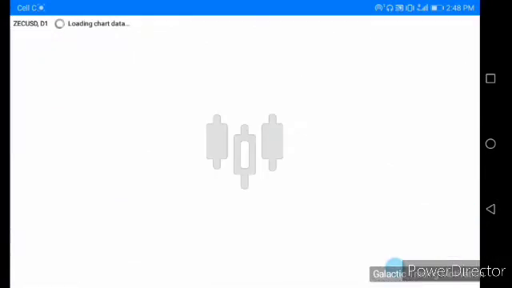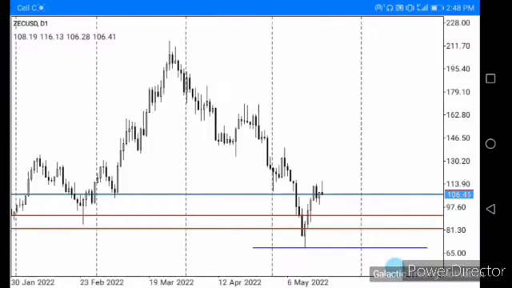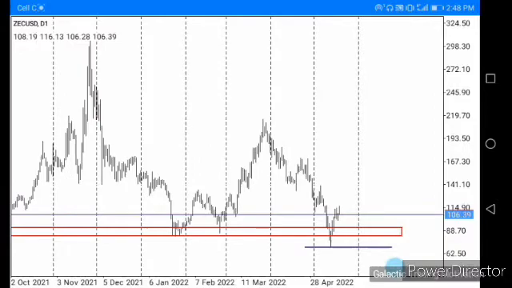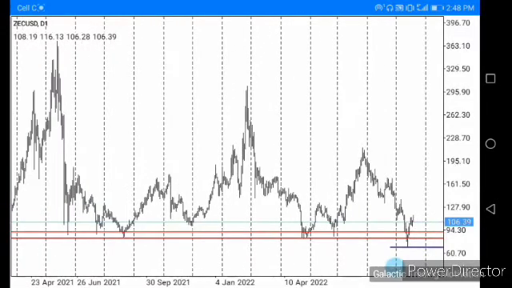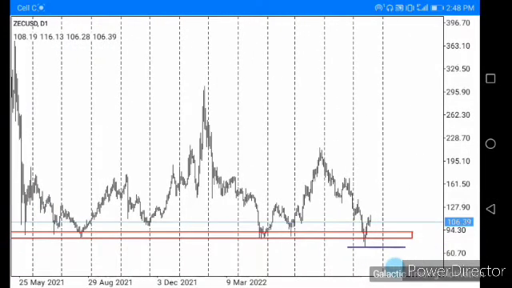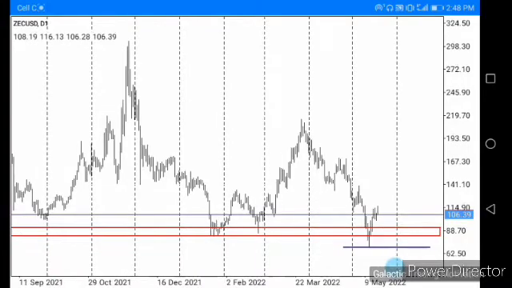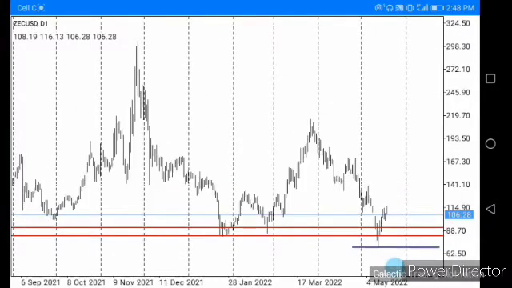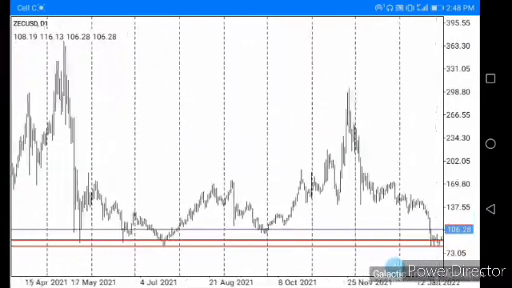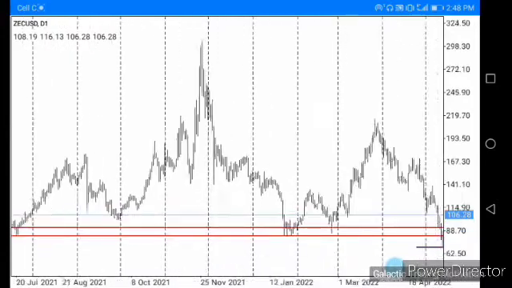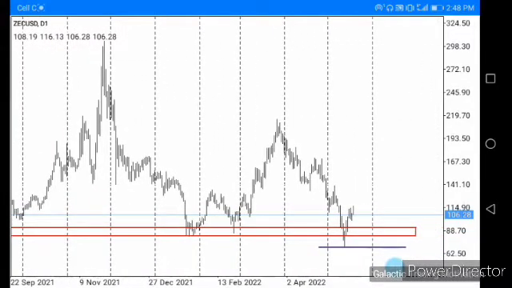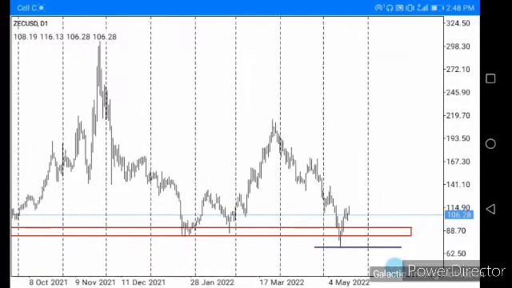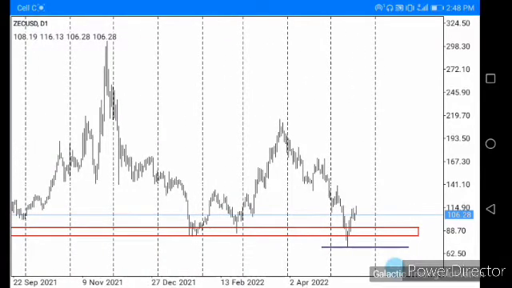So from here I'm gonna head over to the daily chart. Okay, so here we are on the daily chart. So what do we see on this daily chart? What's happening on this daily chart? What do we see? So the first thing that I'm going to do on this particular daily chart is add my channel.